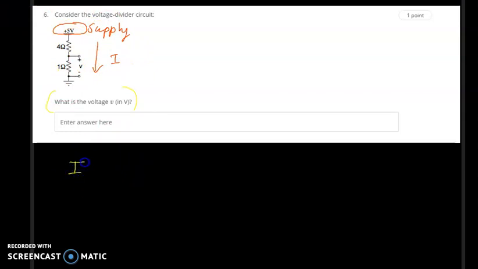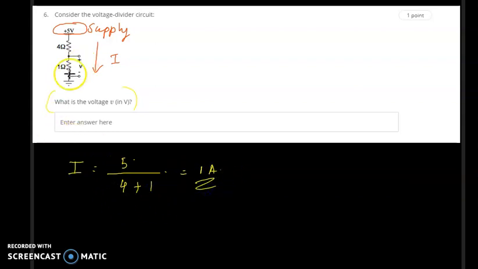So the current is the total voltage, that is 5, divided by the 2 resistors. The 4 and 1 are connected in series, so we take the algebraic sum, 4 plus 1. So the current is 1 ampere.